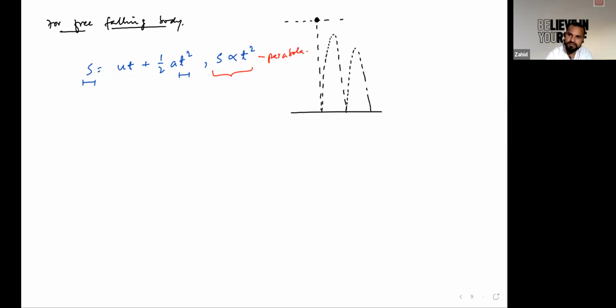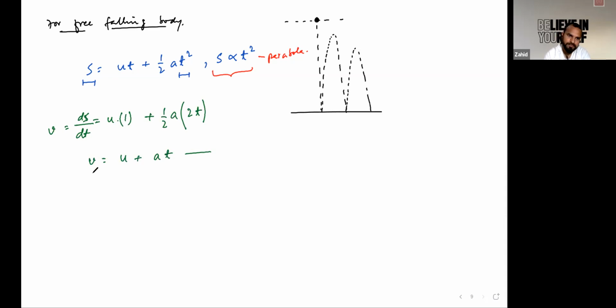Similarly, if you differentiate this function, or just take ds over dt, which is displacement over time, it will give you velocity, which equals u, a constant, plus the differentiation of 2t, which would be 1, half a as constant, and the differentiation of t squared, which will be 2t. So on simplifying, you will get v is equal to u plus at.